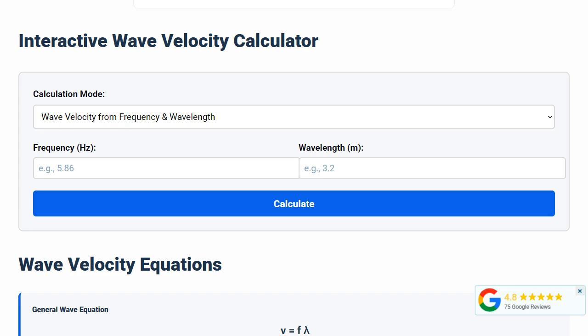Next, enter the wavelength in meters. This is the distance between two consecutive wave peaks. We'll input 0.68 meters, which is typical for sound waves in air.